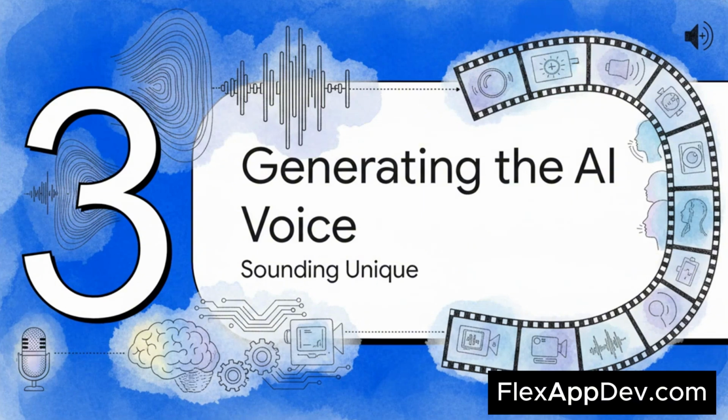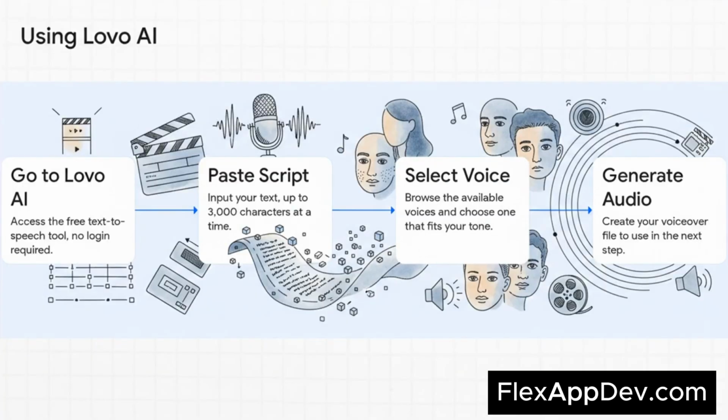All right, so our script is locked and ready. Now it's time to give it a voice. For this, we're going to turn to Lovo AI, which has a super generous free plan that, get this, doesn't even require you to log in. The process here is just dead simple. You paste in your text, you browse through the voices to find one that fits the tone you're going for, and then you just generate the audio.